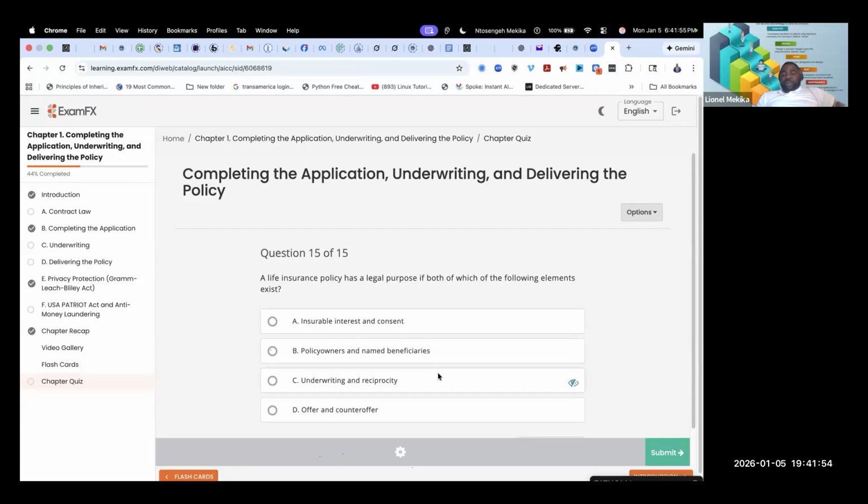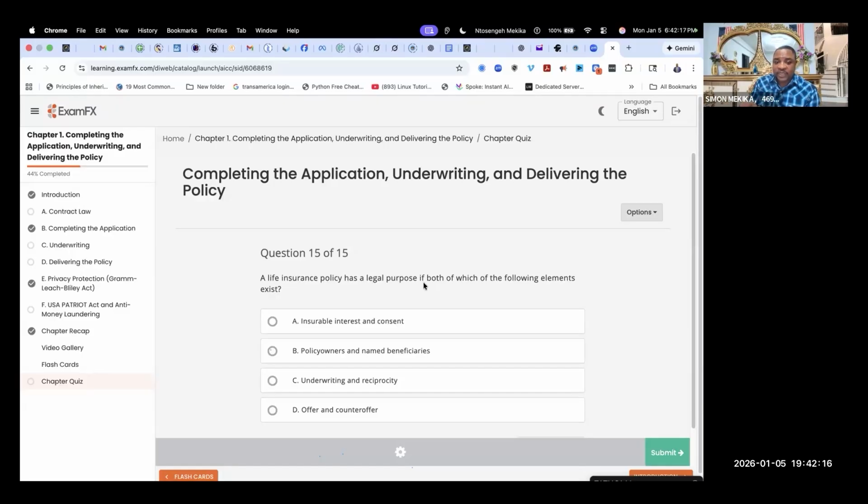Are you guys trying to tempt the examiner or what? Okay, let me take the question so that we eliminate. Let me take the question for you, Leo, so that you will be participating. A life insurance policy, for it to constitute legal purpose, which two basic elements must exist?